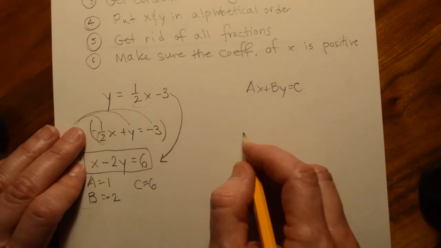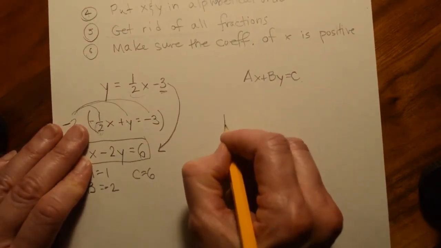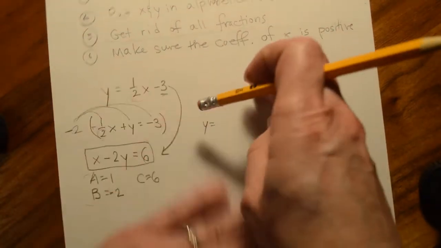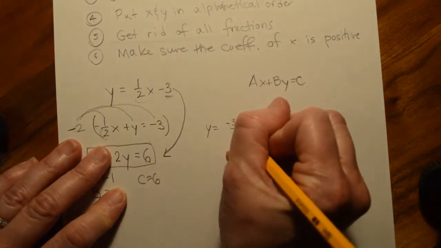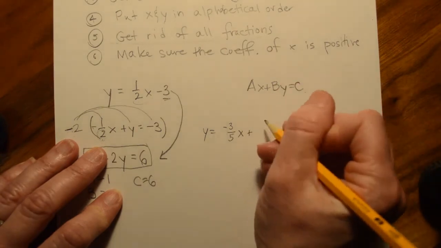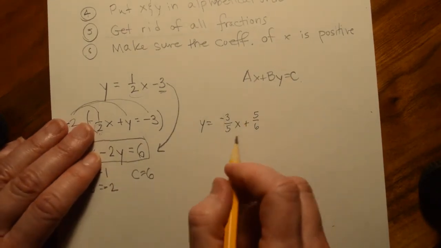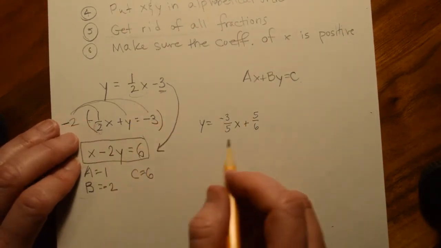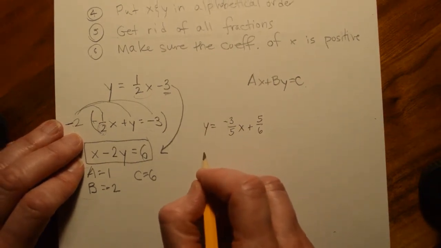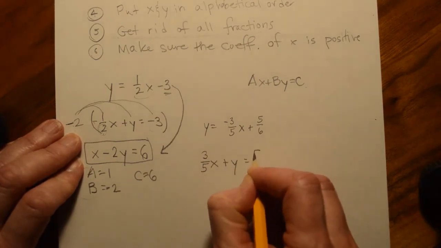All right, now let's take a look at another one where I put a fraction here. Let's say we have y equals negative 3/5 x plus 5/6. Okay, so when we do that, I'm going to do the same steps that we did before. I'm going to move the x term over because there's no parentheses to get rid of. So this would be positive 3/5 x plus y equals 5/6.